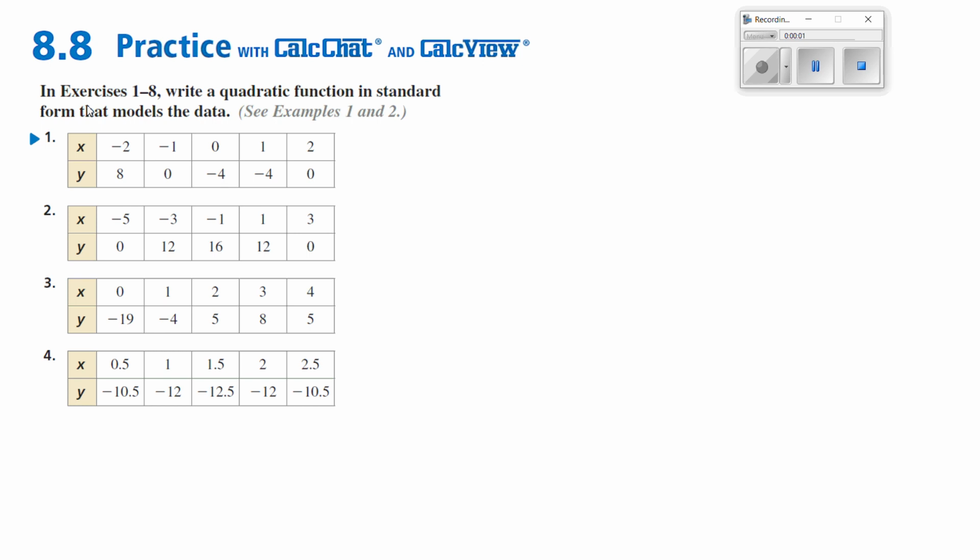Going to knock these out. 8.8, it says, in exercise 1-8, write a quadratic function in standard form that models the data. All right, I'm going to try to do the quick version here by showing the work instead of writing it all out. If there's anything that they don't spell out, I'll go ahead and fill it in. So first we're looking at the table here.